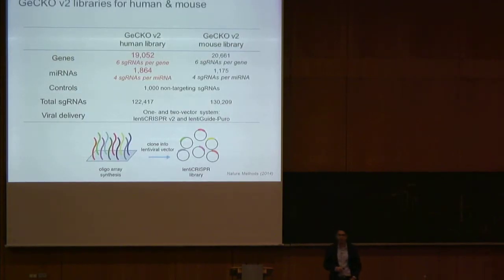So here, around the same time, we designed some new genome-wide CRISPR libraries that target virtually every gene in the genome and almost every microRNA in miRBase, and clone them into a lentiviral vector, which is what we use to deliver this.